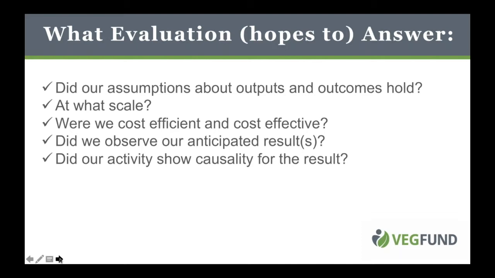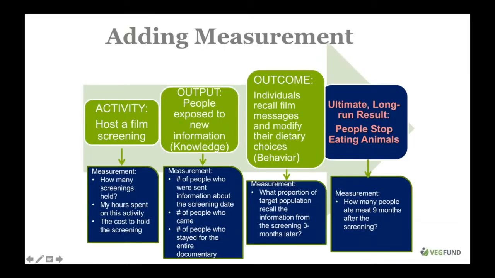So the evaluation helps you answer these things about your assumptions, about your outcomes, your outputs, and you're measuring these things to see if what you thought would happen happened, and also if there is causality between what you did and what the result was. So, you know, we can see in this one case that I suggested, if we only have one person who became vegan after your film, everyone else effectively falls in this gap, right? Because you did not realize your ultimate long run result. And by the way, I don't want to be critical of that.